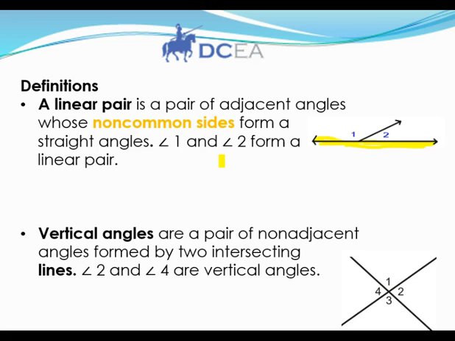Vertical angles. Vertical angles are a pair of non-adjacent angles formed by two intersecting lines. Angle 2 and angle 4 are vertical angles. However, angle 1 and angle 3 are also vertical angles.